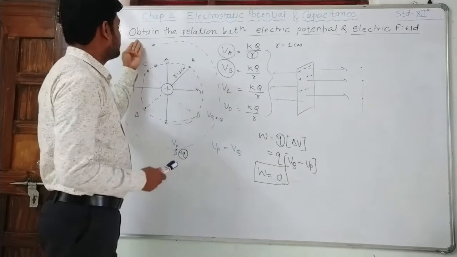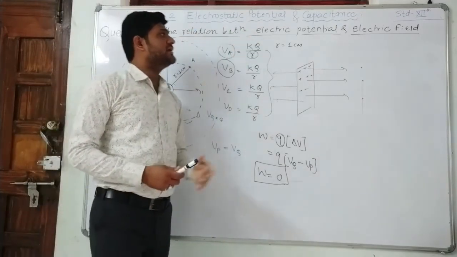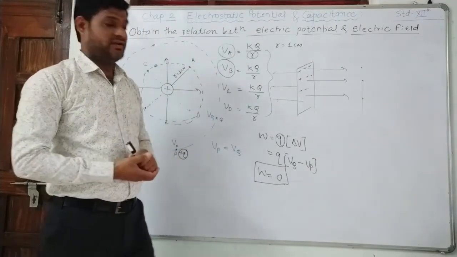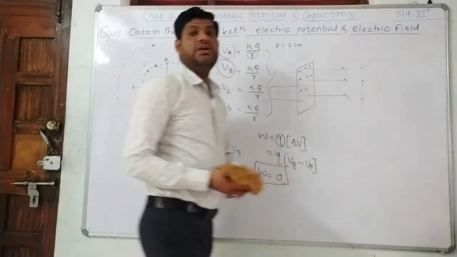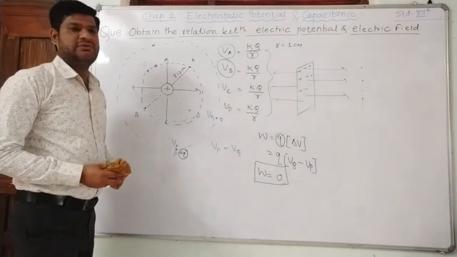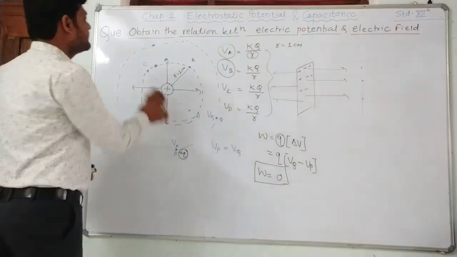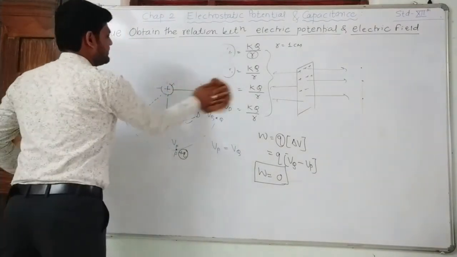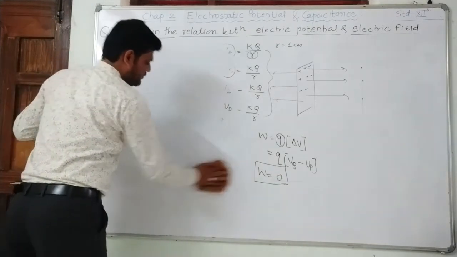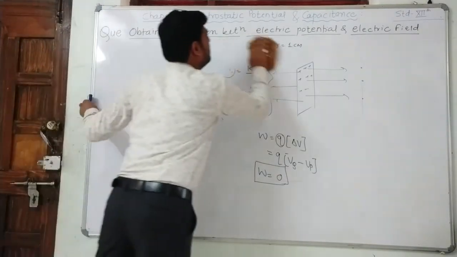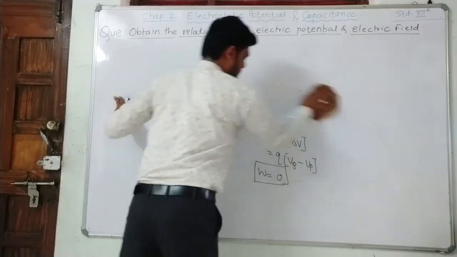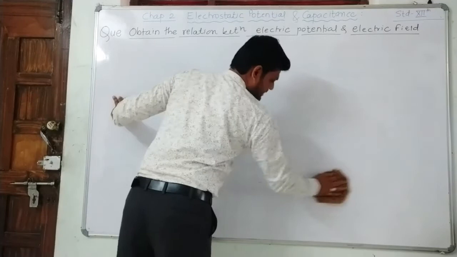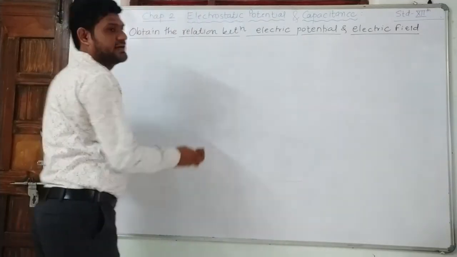Our question is to obtain the relation between electric potential and electric field. For this purpose, we require two equipotential surfaces. That's why I explained the equipotential surface. So coming back to our main question, we are obtaining the relation between electric field and electric potential.